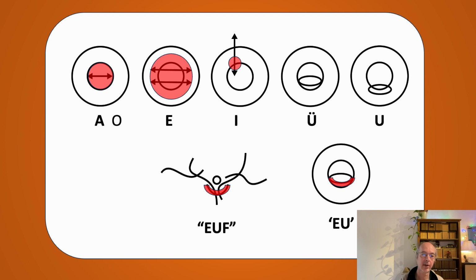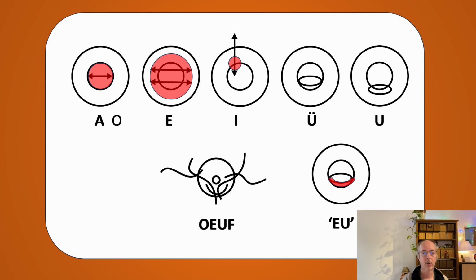Let's look at how the word has been written. It has been written as O-E-U-F, so that aspect we have to deal with as well. The O is written down, so there is a focus on the O. There's an environment there that has a focus.